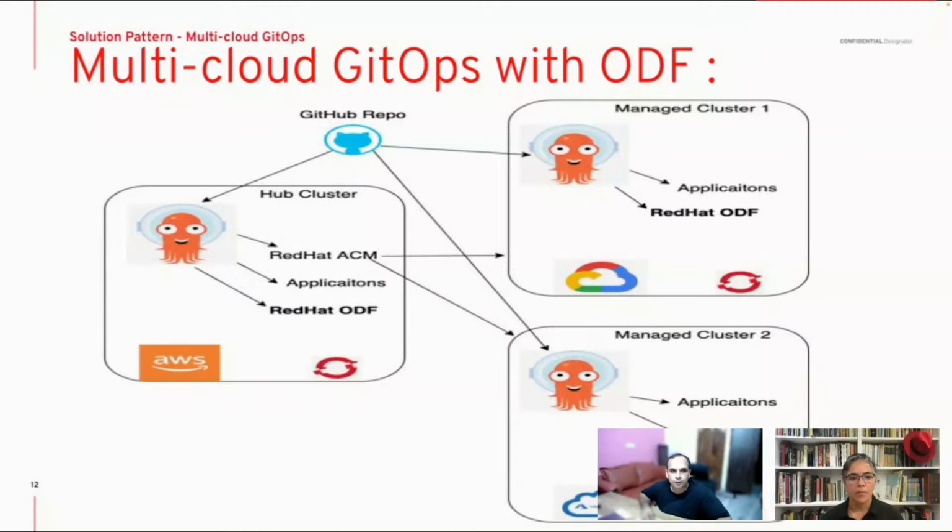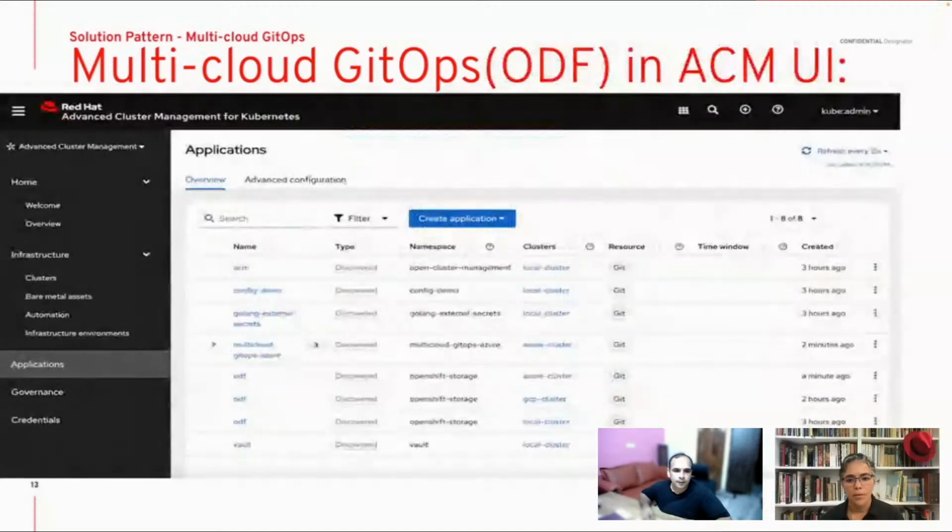Okay. So moving on to the next one. Here is how it will look in the Red Hat ACM UI. We have ODF deployed as an application. ODF is deployed in the OpenShift storage namespace. These are the clusters: Azure cluster, GCP cluster, and the local cluster. And the resource is basically a Git repo, which is getting deployed through Argo CD.